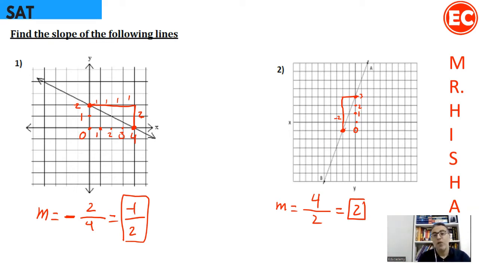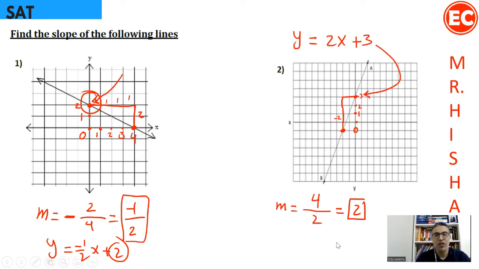Now, if I wanted to find the equation of this straight line, I'm going to write it as y is equal negative half x plus 2. Why is 2? Because it's intersecting the y-axis at 2. But the equation of this line is y is equal 2x plus 3 because the y-intercept is 3.